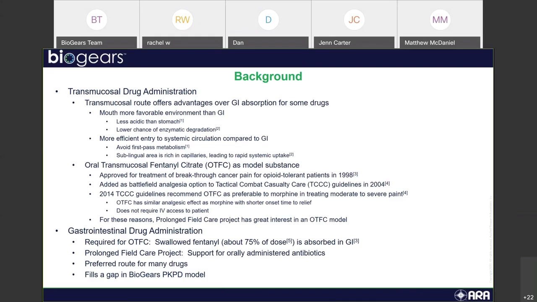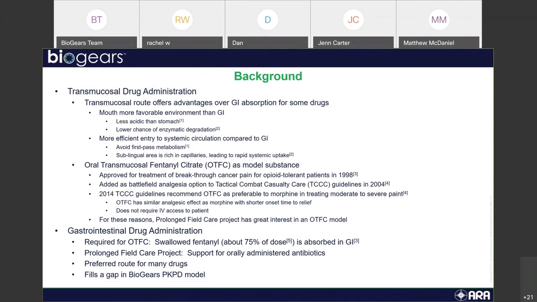And so our model substance that we're going to look at is oral transmucosal fentanyl citrate, or OTFC. This drug was approved for treatment of breakthrough cancer pain in the late 90s, and it was added as a battlefield analgesia option to the Tactical Combat Casualty Care guidelines. These guidelines actually recommend OTFC as being preferable to morphine in a lot of cases for treating moderate to severe pain. It has a similar effect on pain, but a shorter onset time to relief. And it also doesn't require any IV access, so it's a lot easier in the field in that respect.